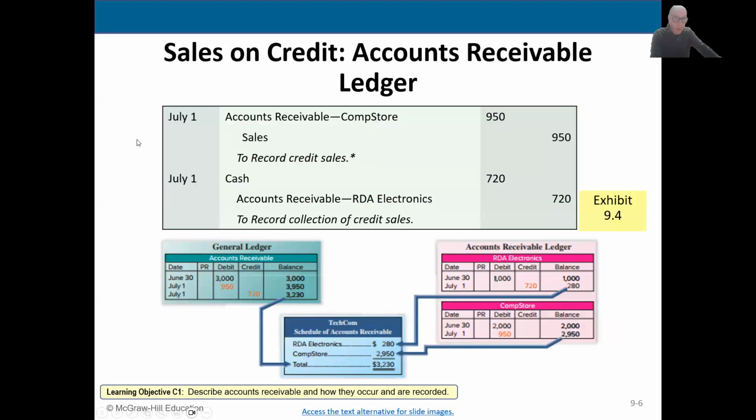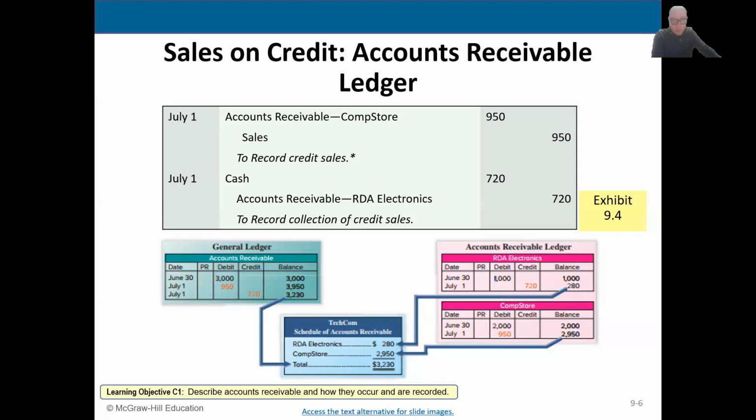Now, what does it look like on our ledger accounts, on the general ledger? So here we have on the general ledger for accounts receivable, we sold 950, we received 720, and you see how it updates that balance. If I double click or zoom in on that balance, I can see from the day's transactions what's happening, right?